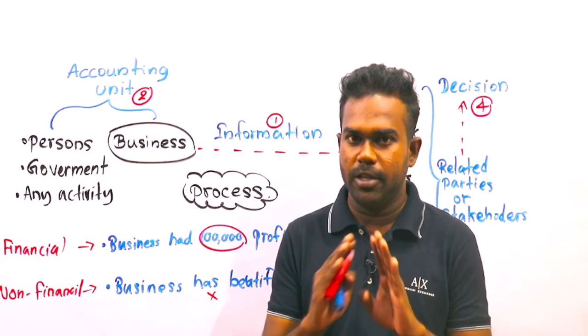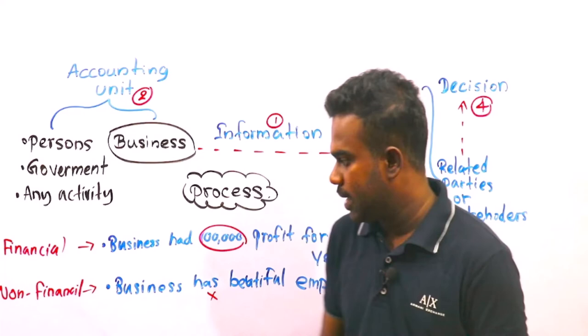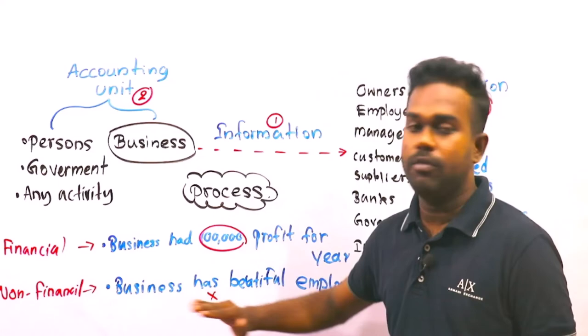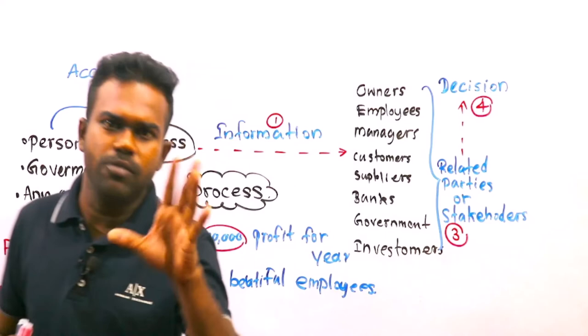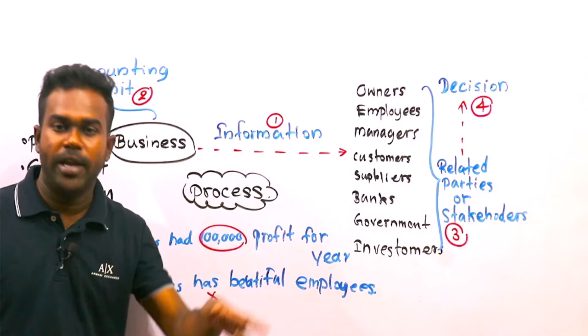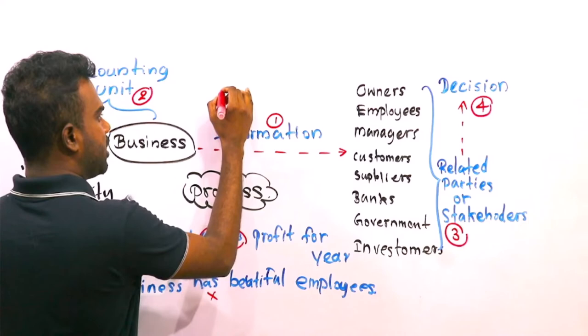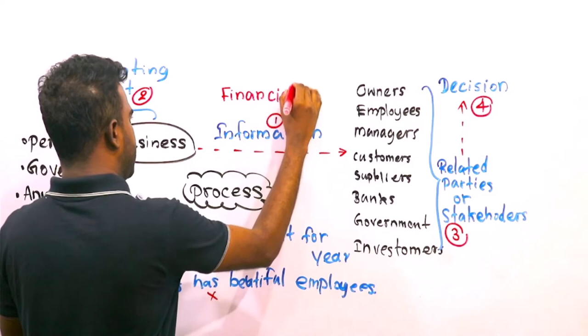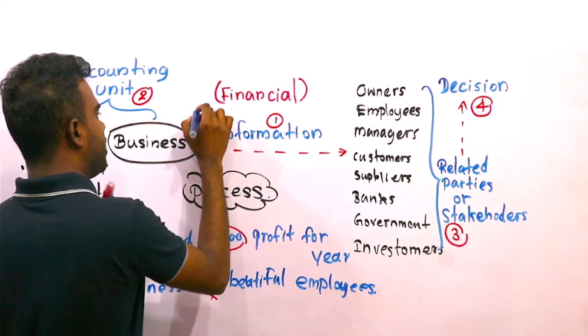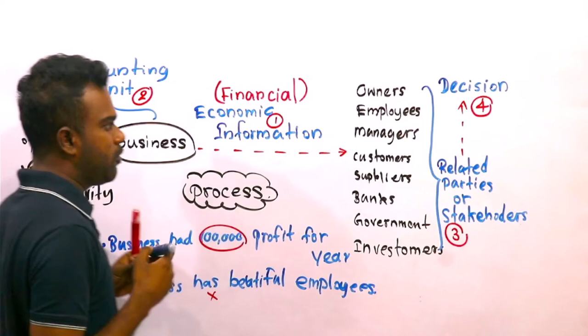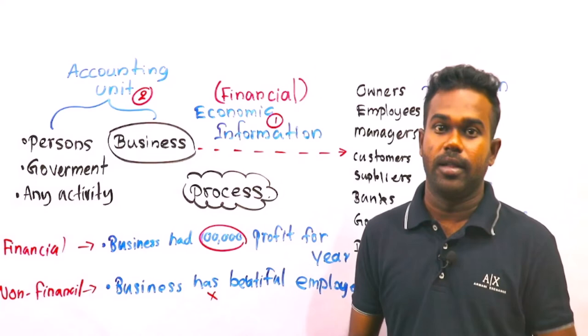The accounting subject provides only financial information, right? It is not going to provide this kind of non-financial information. If we are unable to measure in money value, we can't provide that information from accounting. Accounting provides financial information. I will write here again, financial, but we can use the same word, economic, in big brackets. Financial means economic information. Economic information means financial information that can be measured in money value, right?